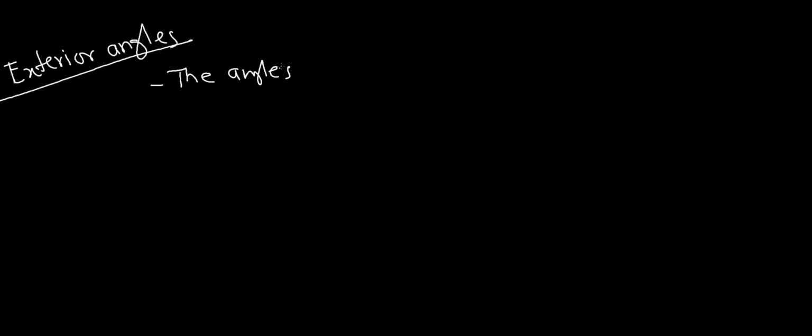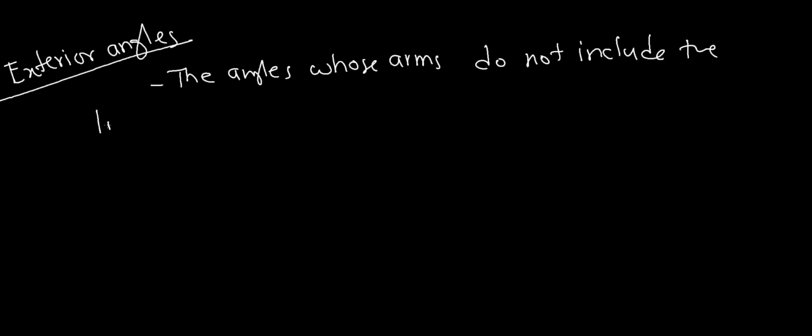Let's say first, exterior angles. So what are exterior angles? The angles whose arms do not include the line segment PQ are the exterior angles.